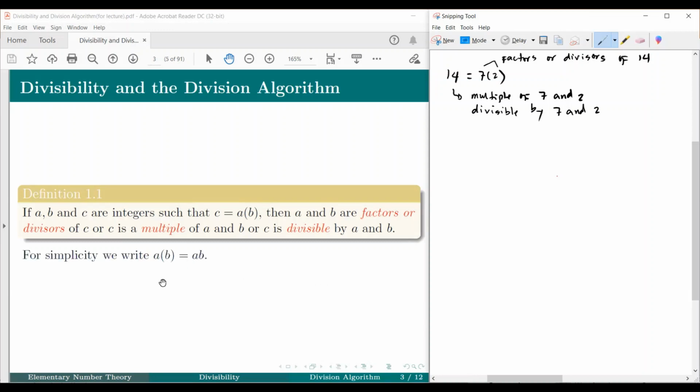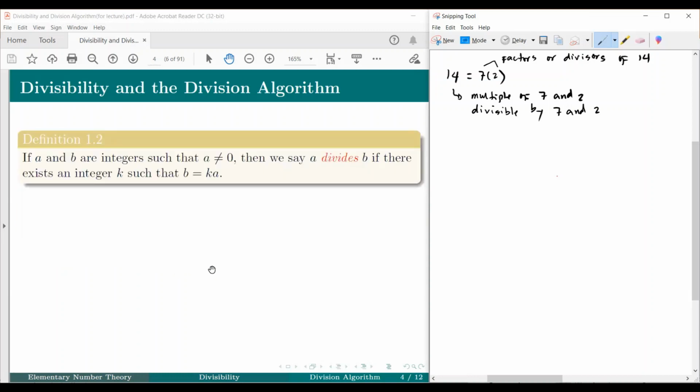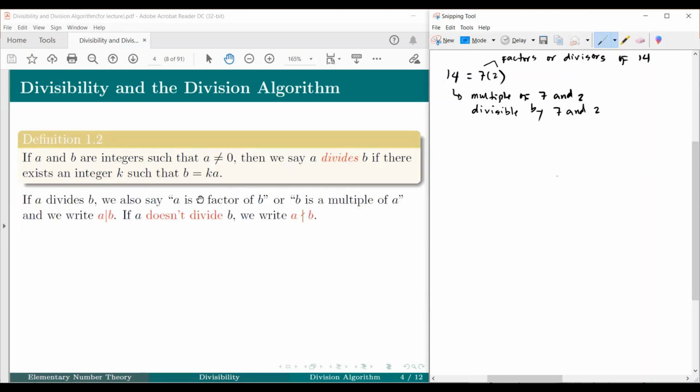So for simplicity, we write this symbol to this. Now, if A and B are integers such that A is not 0, then we say A divides B if there exists an integer k such that B is equal to k times A. So if A divides B, we say A is a factor of B, or B is a multiple of A. And we write this notation. Now, if A doesn't divide B, we write this.